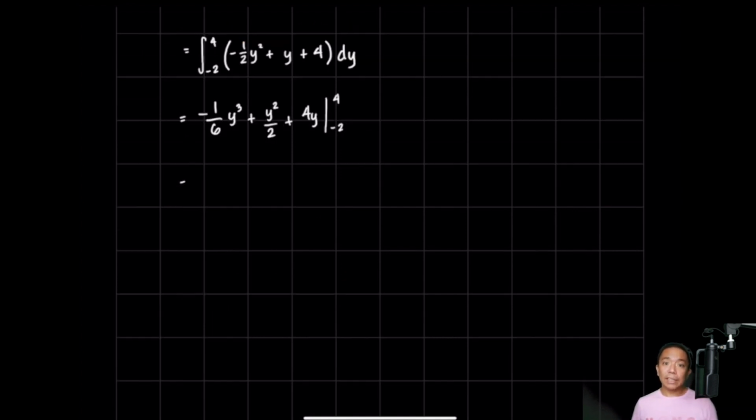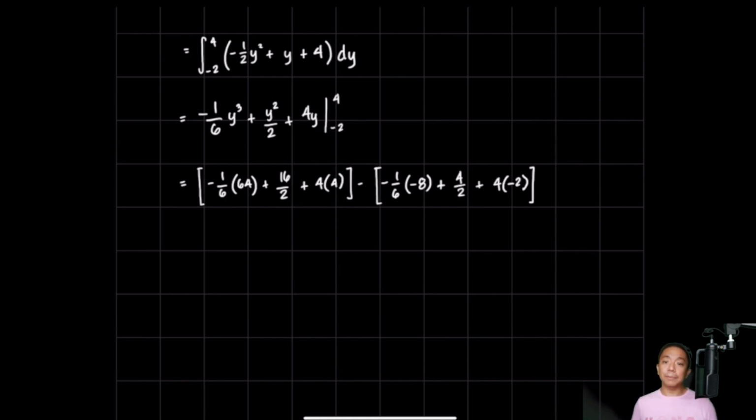So substituting, yung 4 tsaka si negative 2, we'll get negative 1 over 6 times 4 cubed, which is 64, plus 4 squared, 16 over 2, plus 4 times 4, minus, pag in-evaluate naman natin sa negative 2, this will be negative 1 over 6 times negative 8, plus positive 4 over 2, plus 4 times negative 2. So at this point, arithmetic na lang siya. So we'd better make sure na hindi tayo magkakamali dito. And what I got was negative 12 plus 30, which will give me 18 square units.